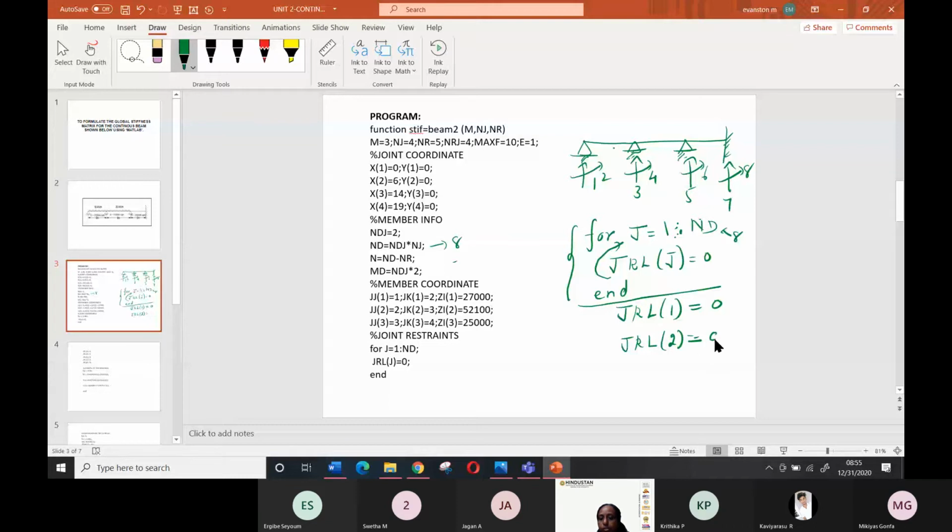So JRL of 2 is equal to 0. Now it will be incremented by 1. So JRL of 3 is equal to 0. JRL of 4 is equal to 0.